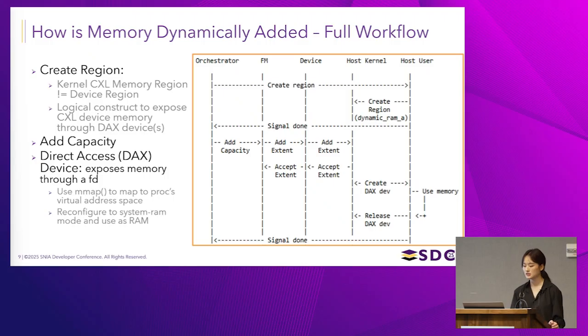So to quickly recap this slide, in order to use dynamically added memory, first we need to tell the kernel to reserve a new range through the create region command, and then we can add and release extents to back that region, and then the memory gets exposed through the DAX device, and there are multiple ways to use that DAX device.